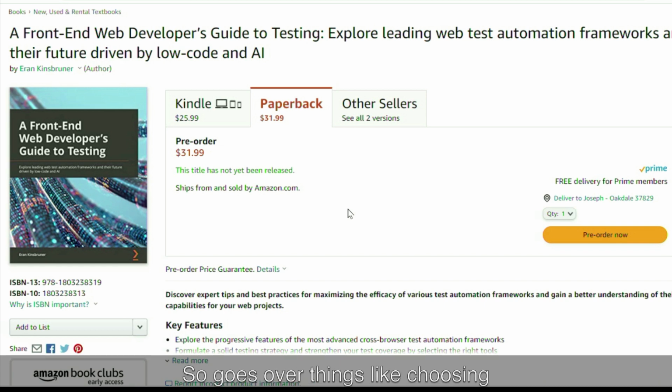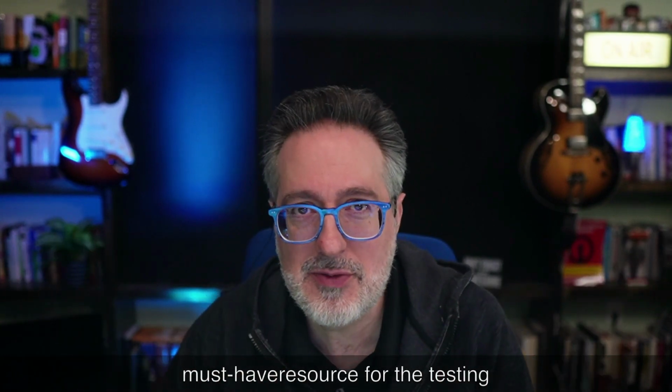So it goes over things like choosing the ideal tool or combination of tools for testing your web apps, continuously monitoring the market to ensure that your developers are using the right tools. Also learn advanced test automation for your web app with sophisticated capabilities and a lot more. So thank you, Eran, for another must-have resource for the testing community.